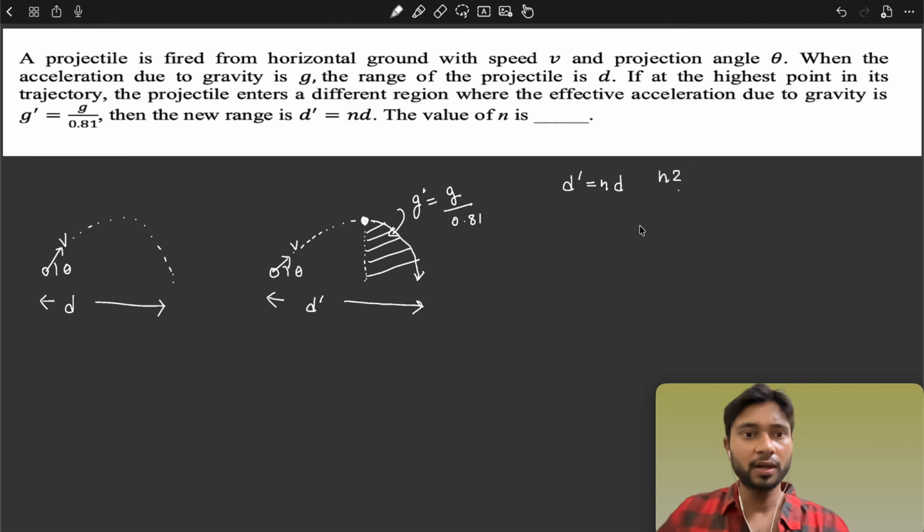As usual, all of you can pause the video and try to solve this. Once your attempt is done, you can resume it to get the solution.